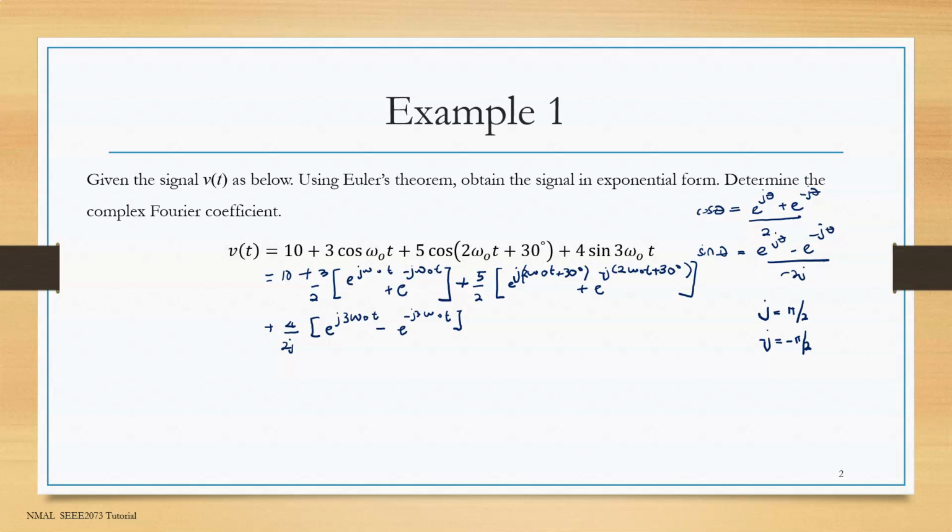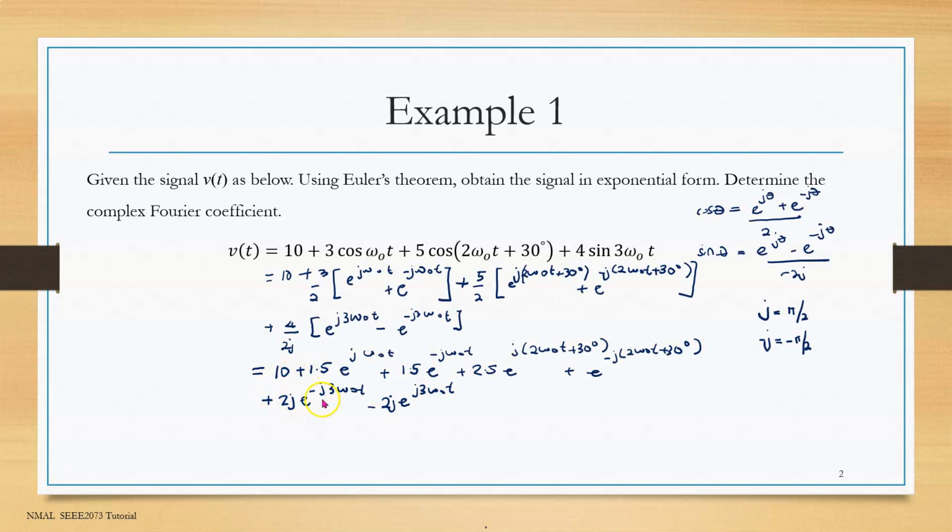So you can simplify this equation into this equation. Again, simplify from here to here. For example, here the sine part, 4 divided by 2j, so when j is brought up here it becomes negative j. So for this part, this is a negative 2j: negative 2j for the e^(j3 omega naught t) and positive 2j for the e^(-j3 omega naught t), because negative becomes positive.